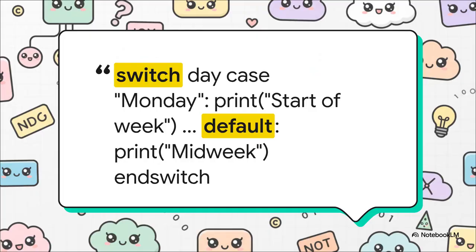Just look how neat and tidy this is. The program takes the variable, in this case day, and just compares it to each case. It asks, does it match Monday? If so, it runs that code. Does it match Friday? Okay, do that one. And if it doesn't match any of the specific cases we've listed, the default option acts like a safety net, just like our final else from before.